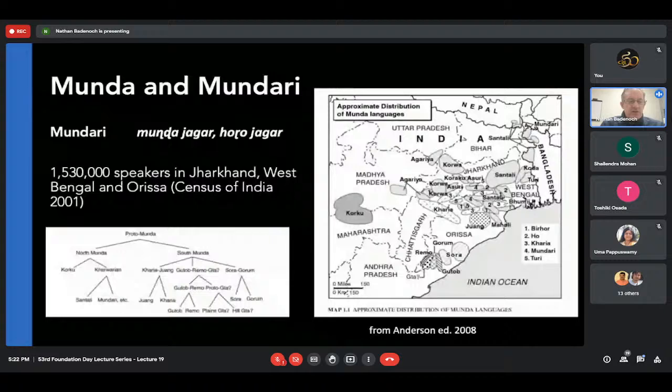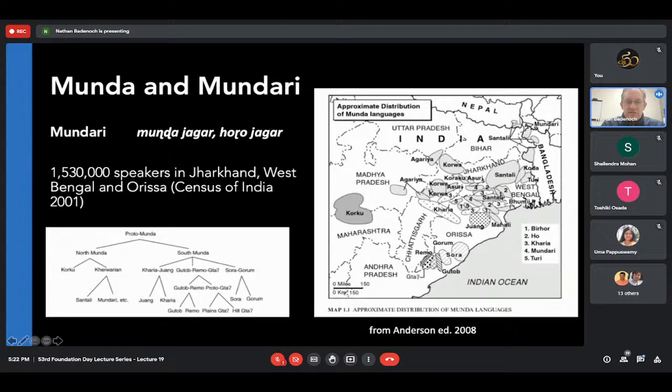Internal diversity, as anyone who listened to Professor Anderson's talk last time would know, is quite high. I won't go into that too much, but I wanted to give a map here to show the location of Munda speakers, and even up here near the Nepali border. Other languages that are closely related include Santali and Bihor, Santali with a very large population of speakers and Bihor much smaller, and even severely endangered languages such as Borom. So it's a very diverse family with a lot of internal complexity.